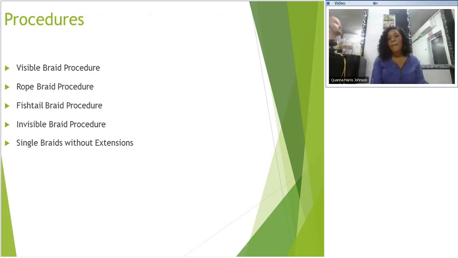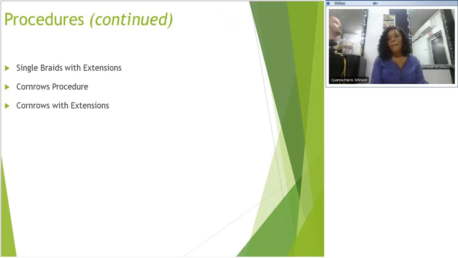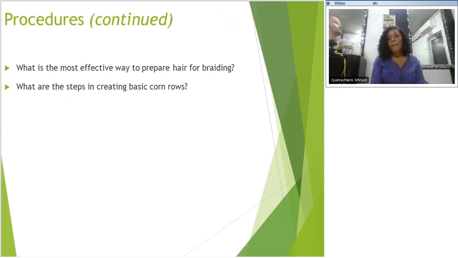And the procedure, we have different types of braiding. As I said before, we have visible braid procedure, rope braid procedure, fishtail braids, we have invisible braids, we have single braids, you know, a single black box braid that's so common. And now it's summer, so a lot of persons will be coming to you to get their hair braided. We have single braids with extensions, we have cornrows, and we have cornrows with extensions.